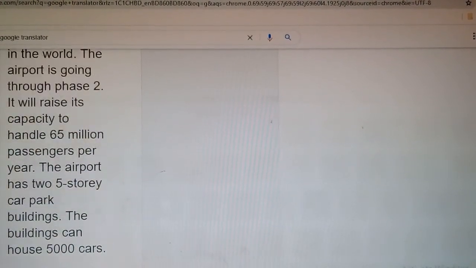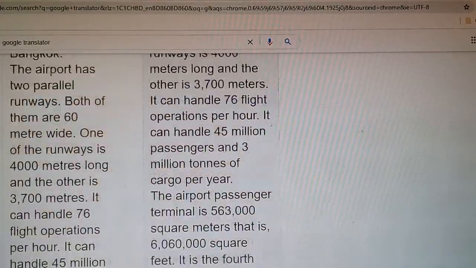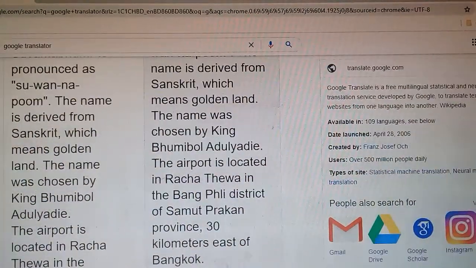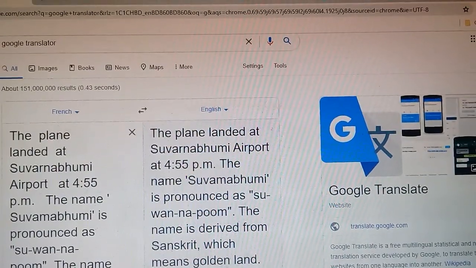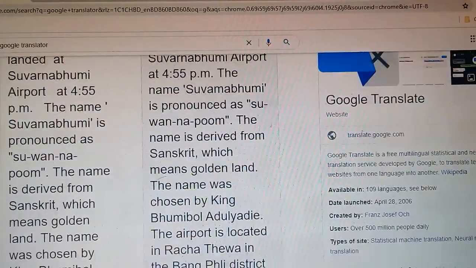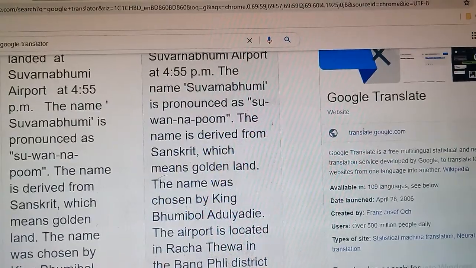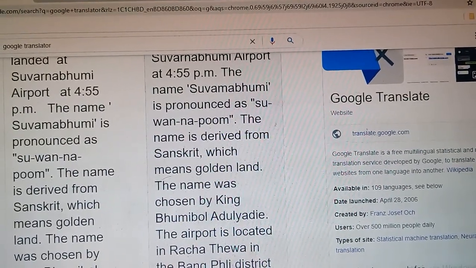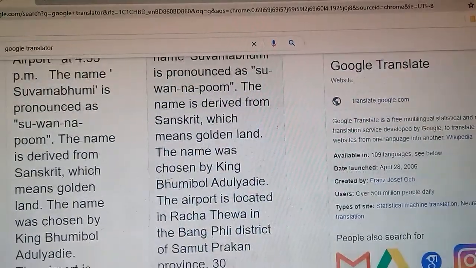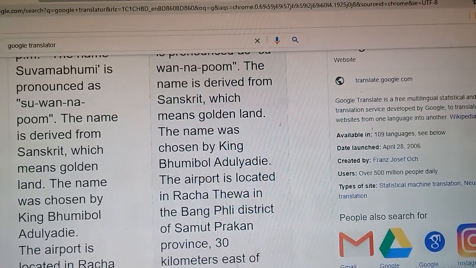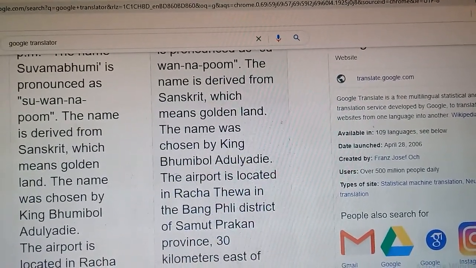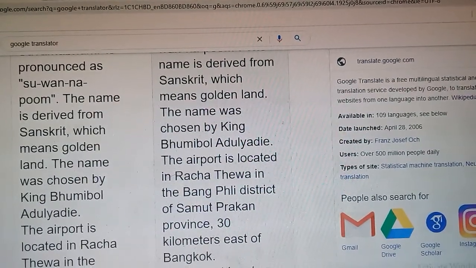The plane landed at Suvarnabhumi Airport at 4:55 p.m. The name of Suvarnabhumi is pronounced as Suvarnabhumi. The name is derived from Sanskrit, which means golden land. The name was chosen by King Bhumibol Adulyadej. The airport is located in Ratchathalawa in the Bangphli district of Samut Prakan province, 30 kilometers east of Bangkok.